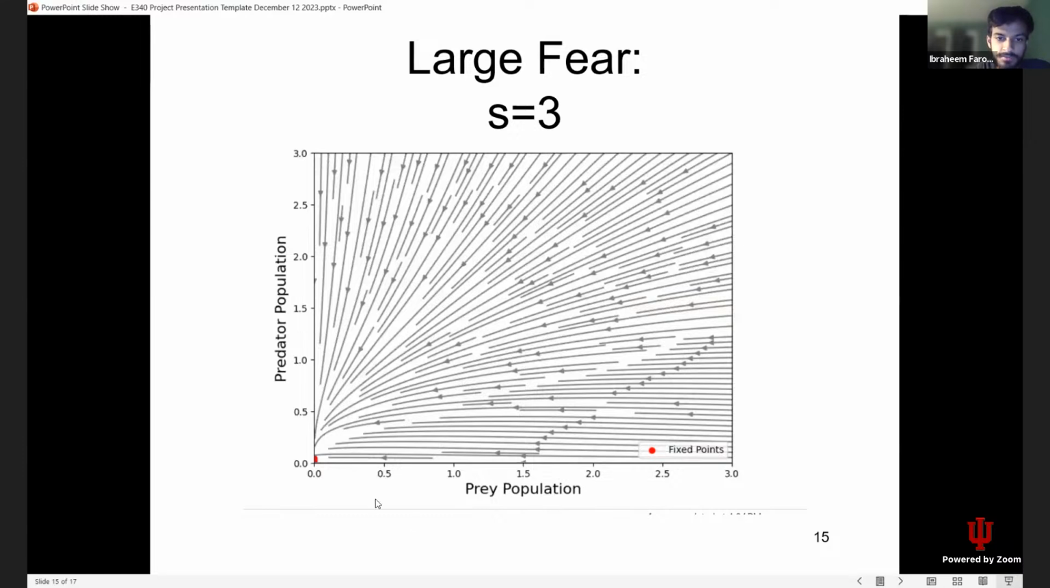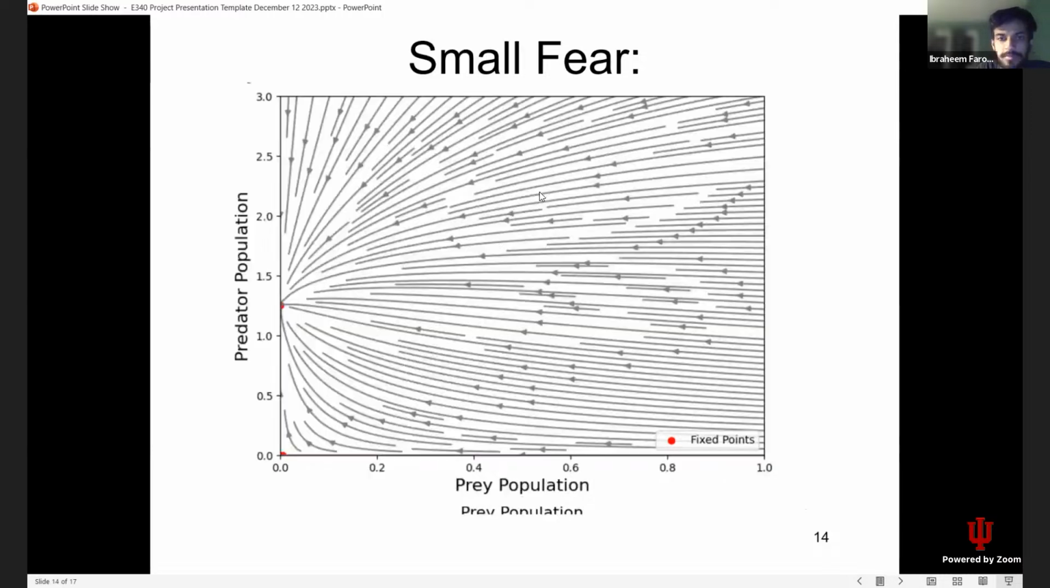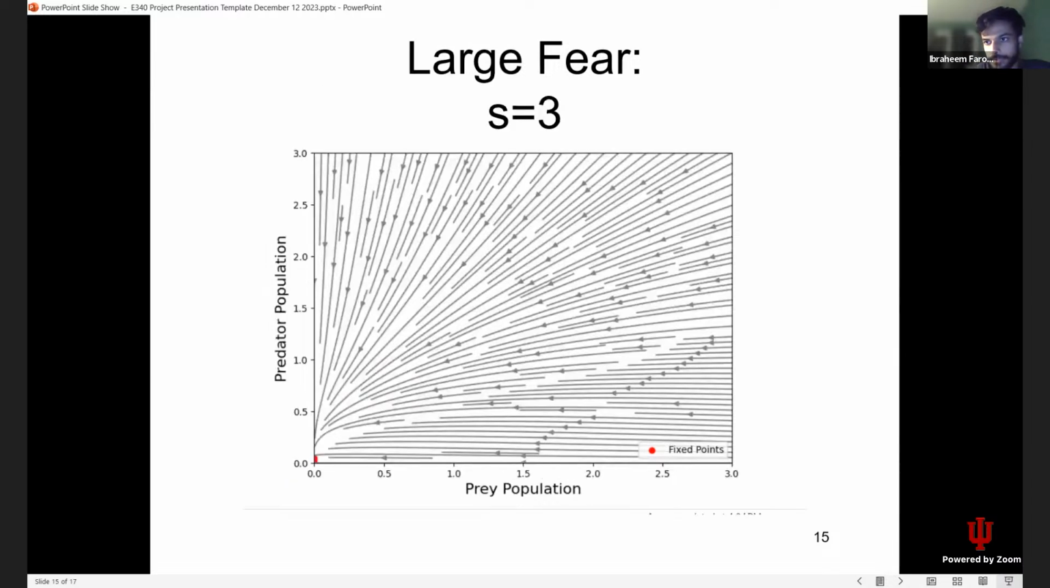But here we see if there's higher fear, when S is equal to 3 in comparison to S, sorry, I should have written it at the top, but this is S equals, I think, 0.2. When S is equal to 3, the prey are very scared of the predator population, and the predator and prey populations both approach 0 as an extinction.